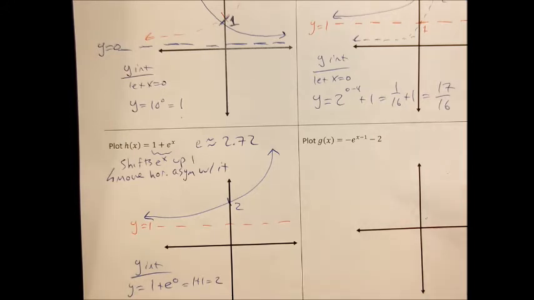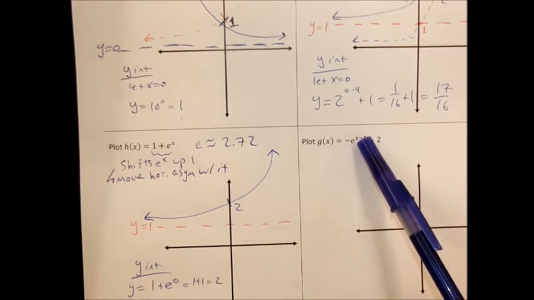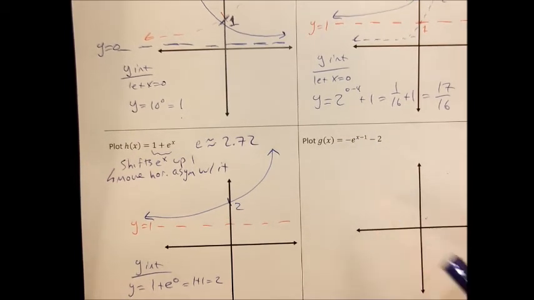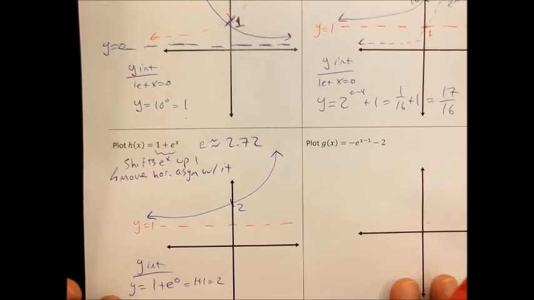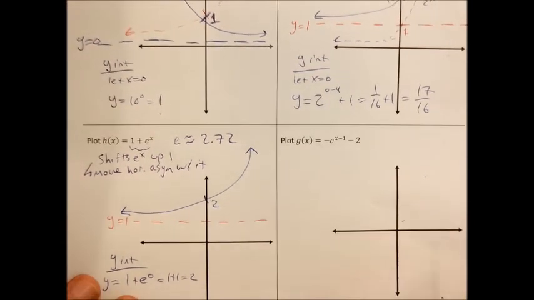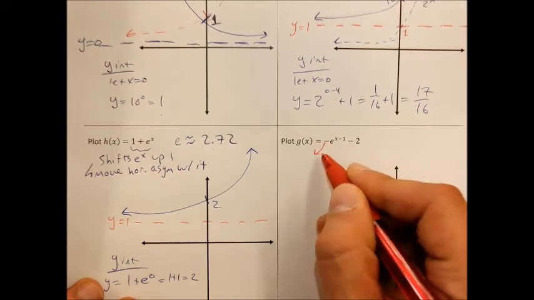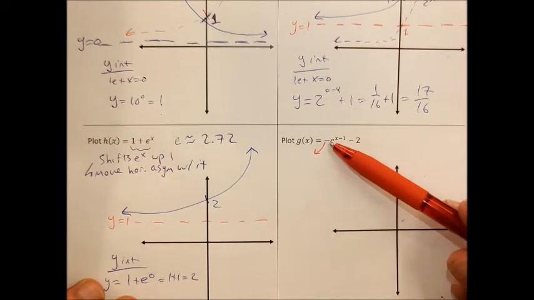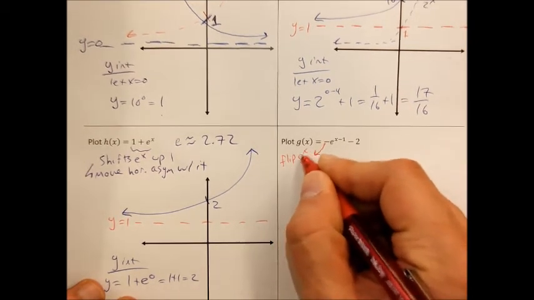So the next one's more complicated, right? There's a lot going on in this one. We've got a minus sign out front. We've got an x minus 1 in the exponent, and then we've got a minus 2 in front. And so let's dissect this one piece at a time. So the first piece, let's talk about the minus 1. The minus 1 out front is flipping e to the x, because we're multiplying by minus 1. And so this is flipping e to the x vertically.